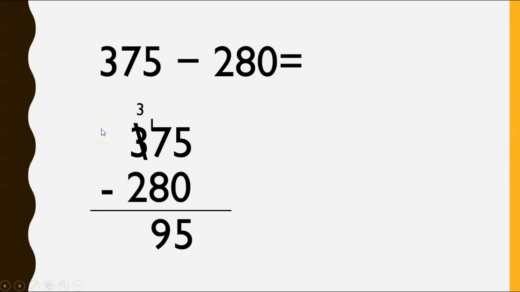Oops. Let me fix that. We need to change it to a 2, not a 3. Alright, let's try that again. So we changed the 3 to a 2. What is 2 minus 2? 0. And since it's the hundreds place, it's the first one here, we don't really need to put a 0 there because we know that the answer is 95.